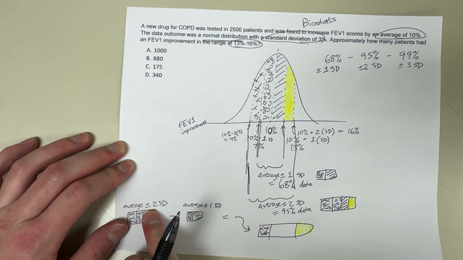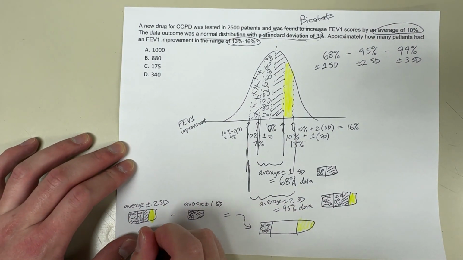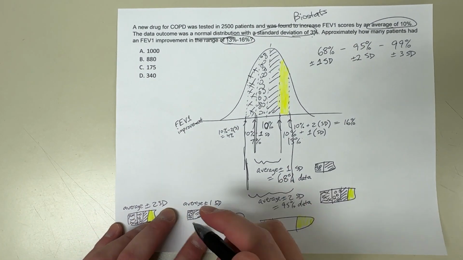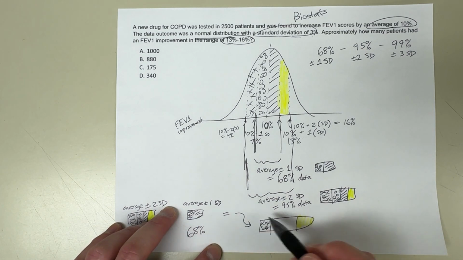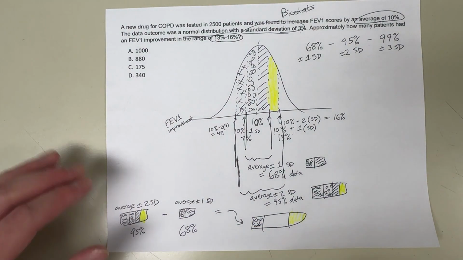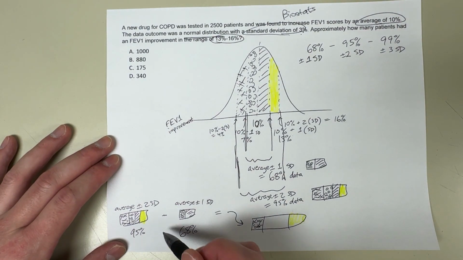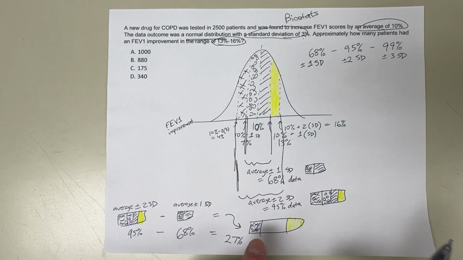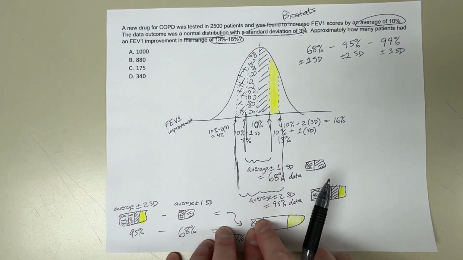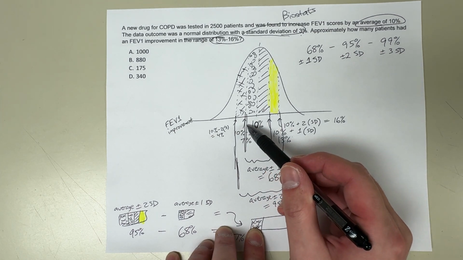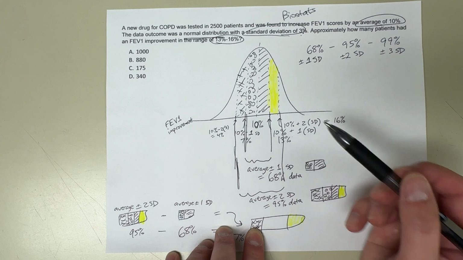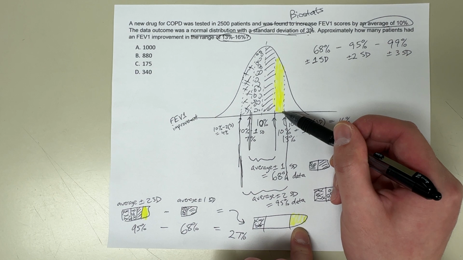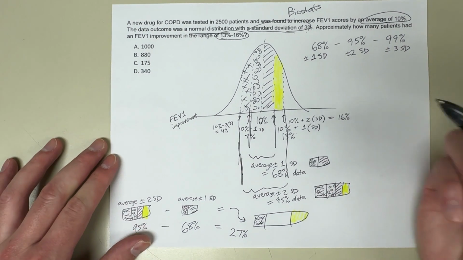So I already told you that the average plus or minus 2 standard deviations is 95%. Minus the average plus or minus 1 standard deviation, that's 68%. And now I'm getting these outer 2 areas here. So 95 minus 68, that equals 27%. So 27% represents this X area, which is negative 2 standard deviations and negative 1 standard deviation. And then also I'm getting this area here, between plus 1 standard deviation and plus 2 standard deviations.